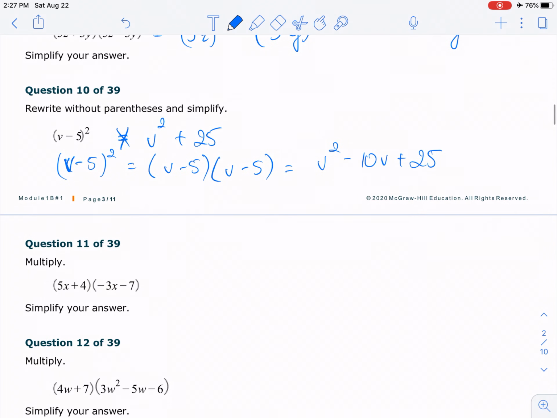So same thing for number 11. We have negative 15x squared minus 35x minus 12x minus 28. And then once again, I simplify it.